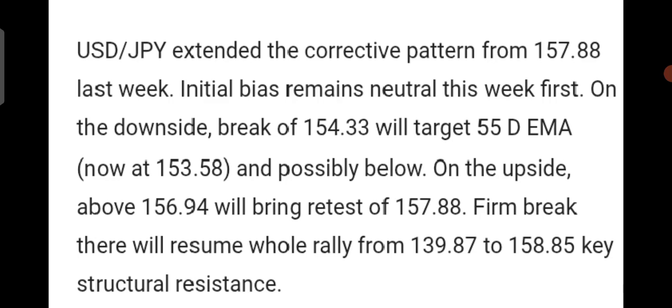But for now, we are buying the break of 156.94 with the take profit at 157.88. So that's the analysis for now. And I think this should work in the early days of this week, Monday and Tuesday.